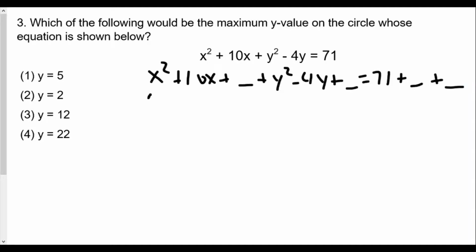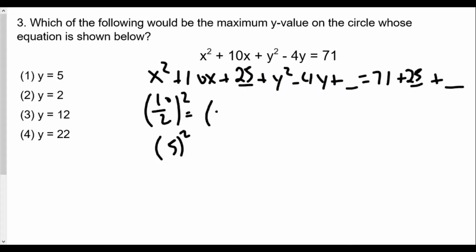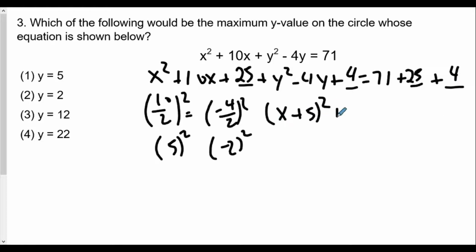So here we go. We get 10 divided by 2 squared, which is 5 squared, and that's 25. Add 25 to the left side and to the right side. And then we have negative 4 over 2 squared, which is negative 2 squared, and that's going to be 4. Add this here, and we're going to factor. We get x plus 5 squared plus y minus 2 squared is equal to 71 plus 25 plus 4, that's 96 plus 4, which is 100.